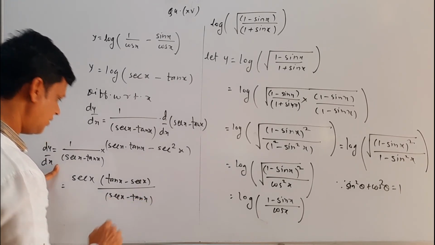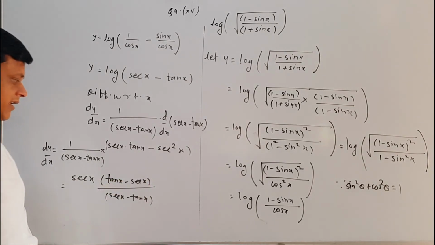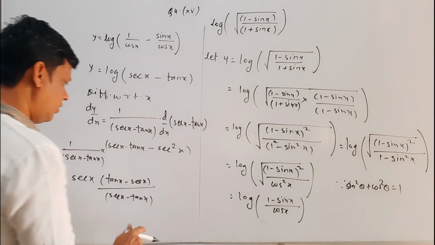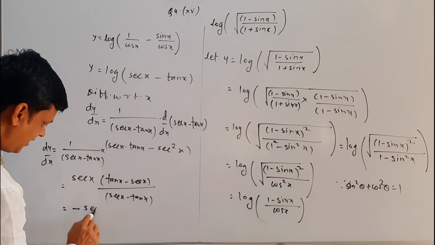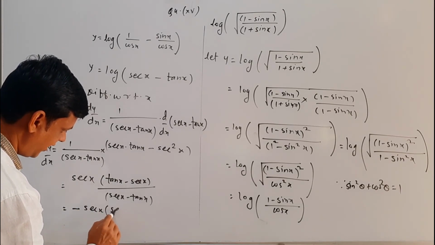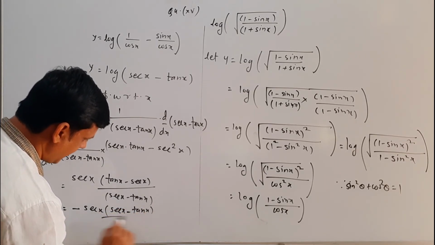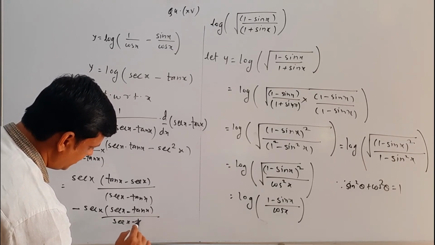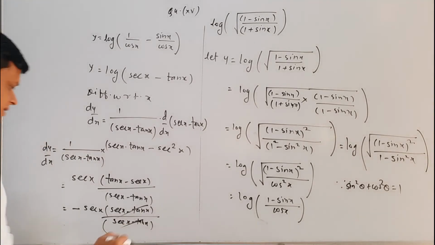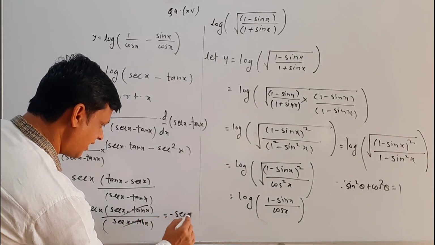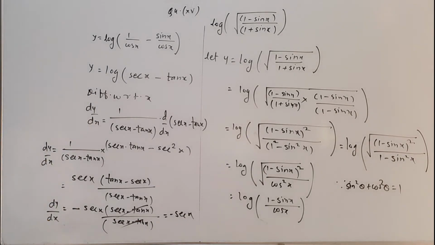Now these two quantities are same when we take minus sign common from numerator or denominator. So we take minus sign common from the numerator, so we write minus sec x in bracket, sec x minus tan x, upon sec x minus tan x. So this sec x minus tan x, sec x minus tan x get cancelled. So we get here minus sec x as dy by dx. So in this way we solve this.